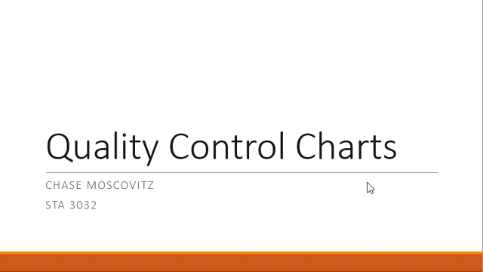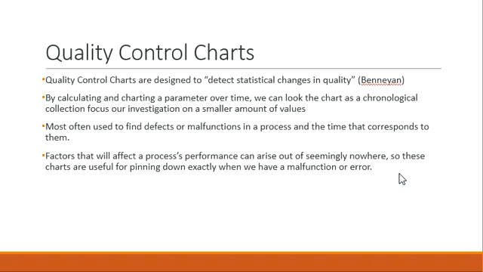Today we will be looking at quality control charts, which are a key element to statistical process control. Quality control charts are designed to detect statistical changes in quality over time. If we calculate a parameter such as sample mean over time, we have a chronological map that shows us exactly when and when not our process is in control.